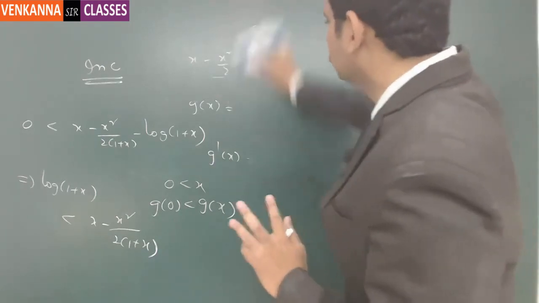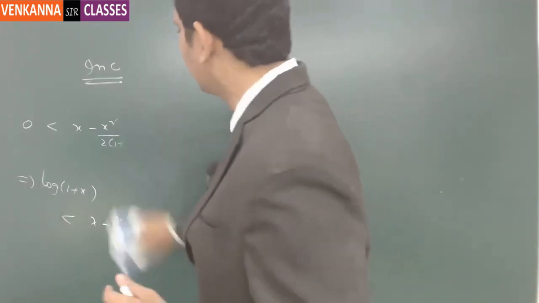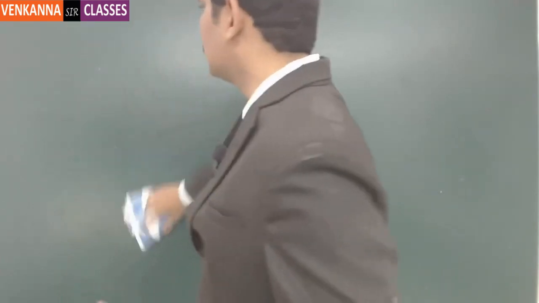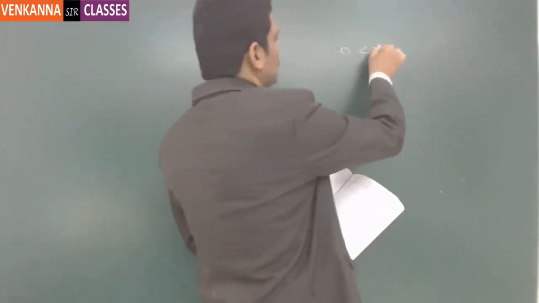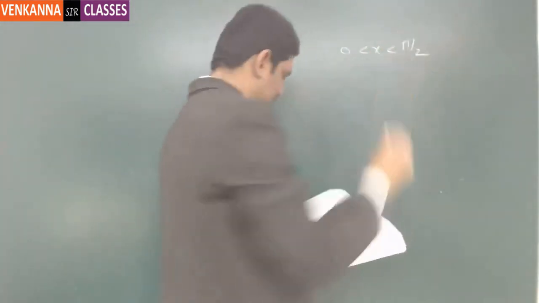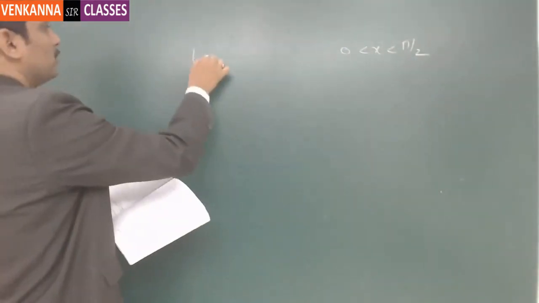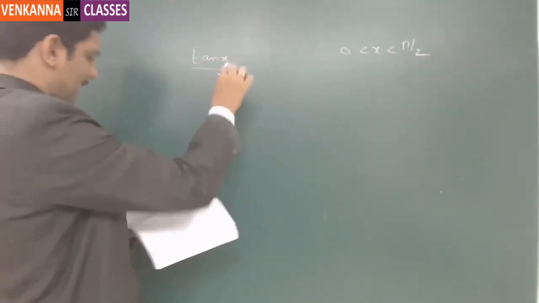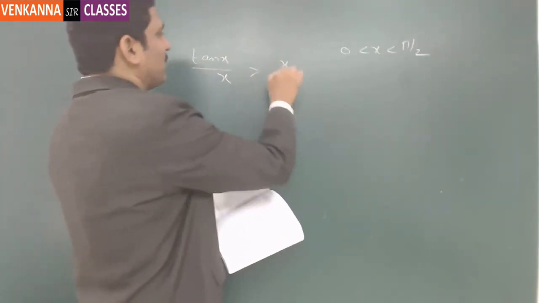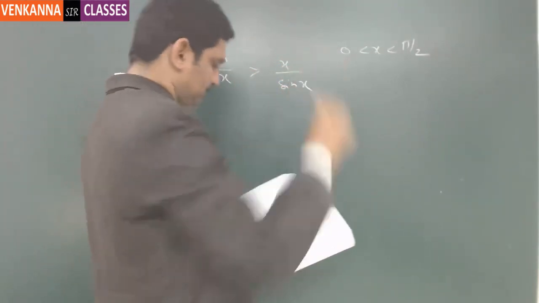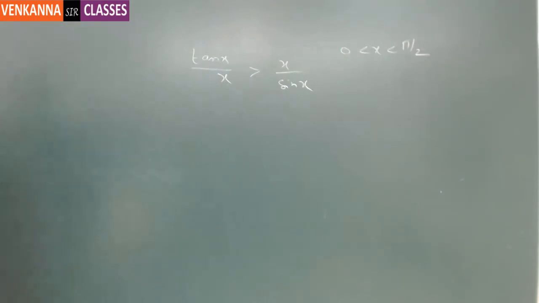Occasionally you will get some inequalities which are difficult to solve. In other words, the simplification part, not the conceptual part. Conceptual part is always easy. So this is the problem: for 0 less than x less than pi by 2, you are going to prove that tan x by x is greater than x by sin x. This was the problem. I think it is also one of the previous year questions.